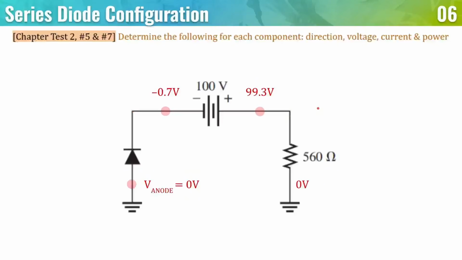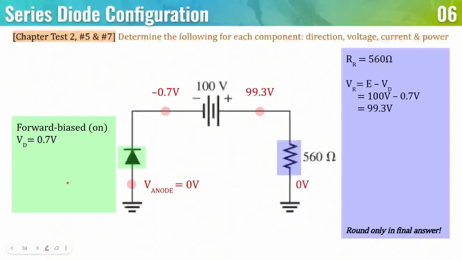So now that we know that, we can see that if this is on, therefore, the voltage across the resistor is going to be E minus VD. So it's going to be 100 volts minus 0.7 volts, which is what we showed here.